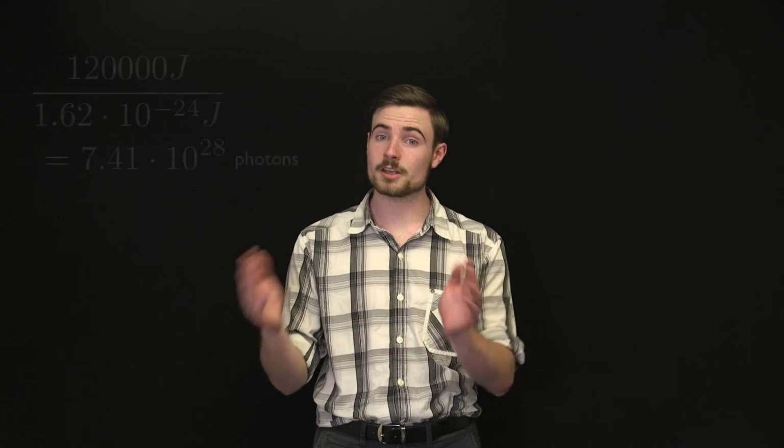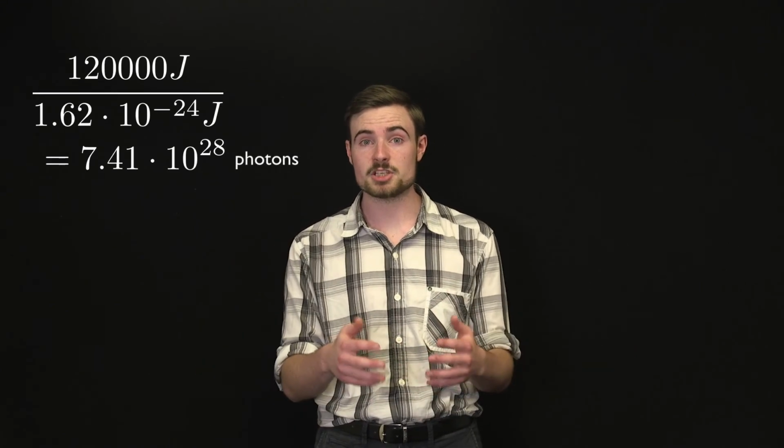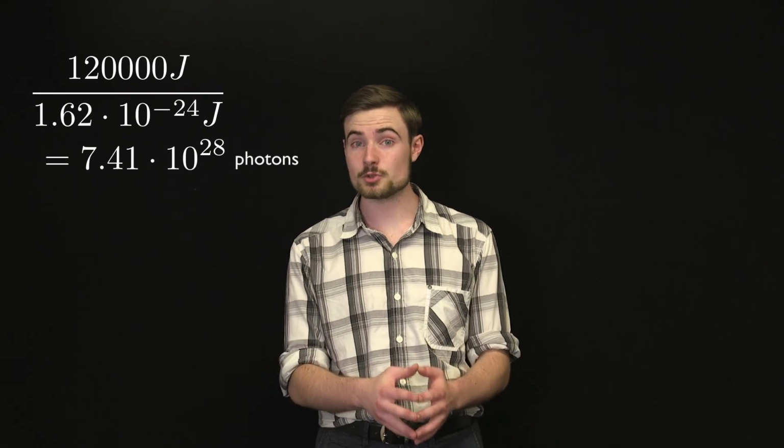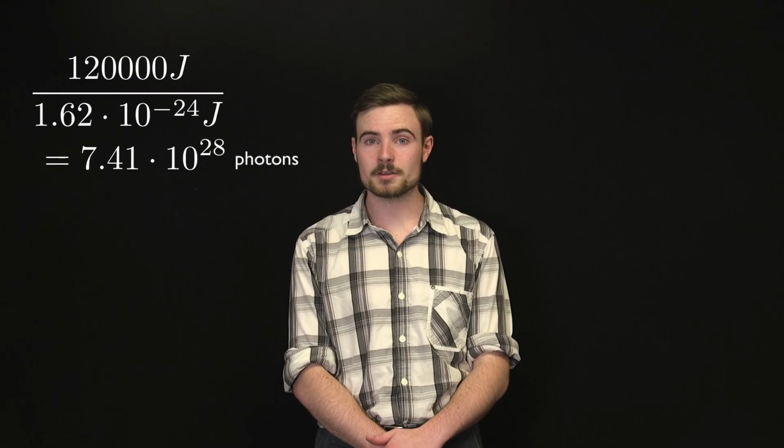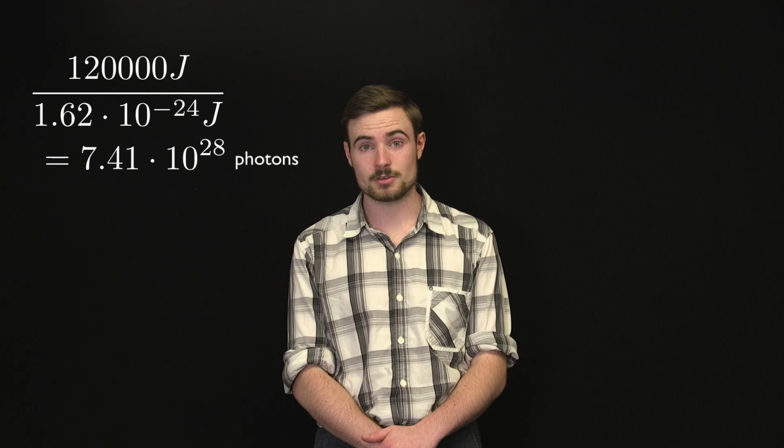Finally, another interesting question is, how many photons total does the microwave have to give out in order to transfer the total amount of energy to the food? Well, we know the energy per photon now, and we also know how much energy is transferred total. We calculated that at the start of the problem. So all we have to do to calculate the total number of photons is take the total energy and divide it by the energy per photon. And when you do that, you get 7.41 times 10 to the 28 photons, which is a lot.